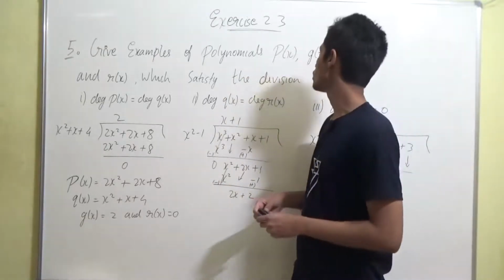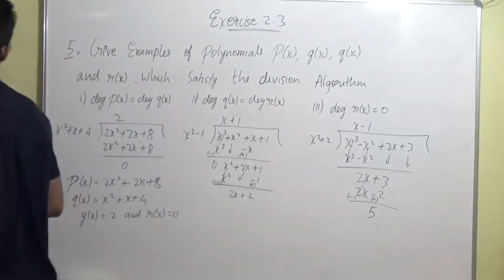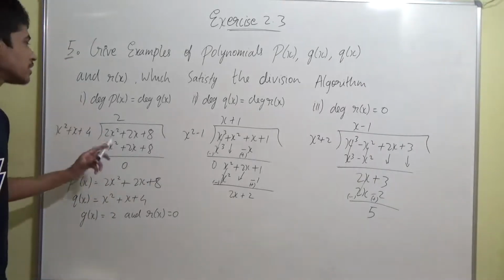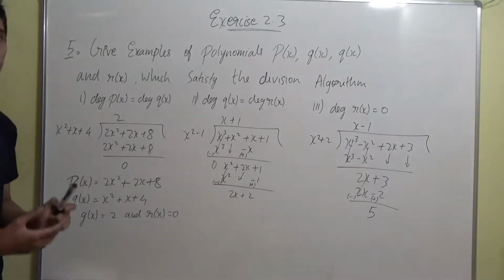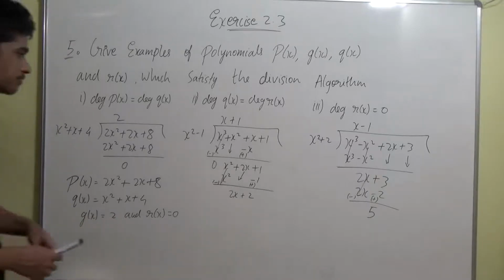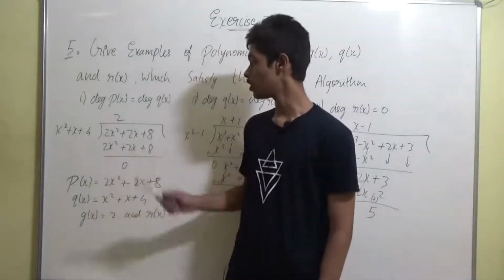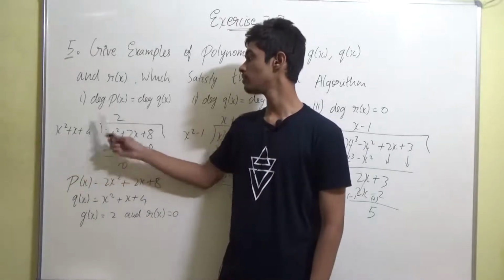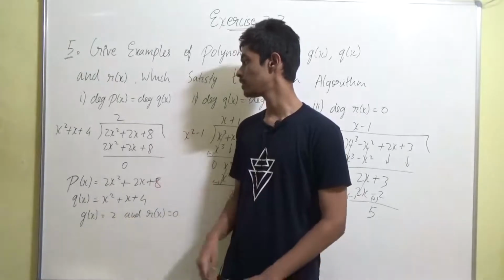Give examples of polynomials p of x, g of x, q of x and r of x which satisfy these conditions. The first sub-question is: degree of p of x should be equal to degree of q of x. For example, we have to give the examples here. So let's take this p of x polynomial and then take this q of x polynomial. Now when you multiply this by 2, you are going to get the same polynomial again. So remainder you are going to get 0.